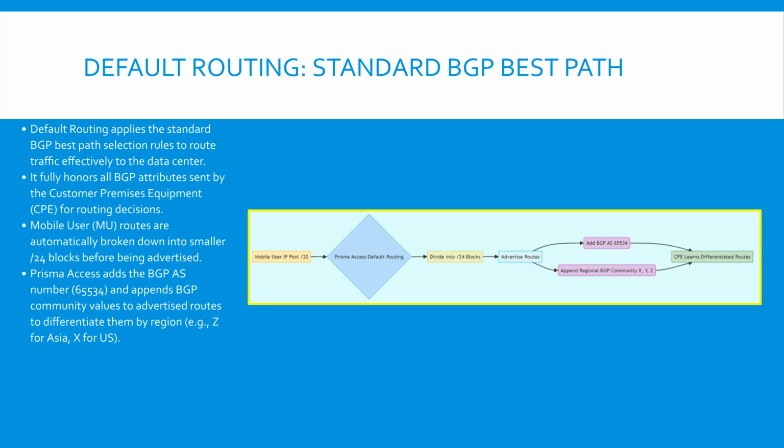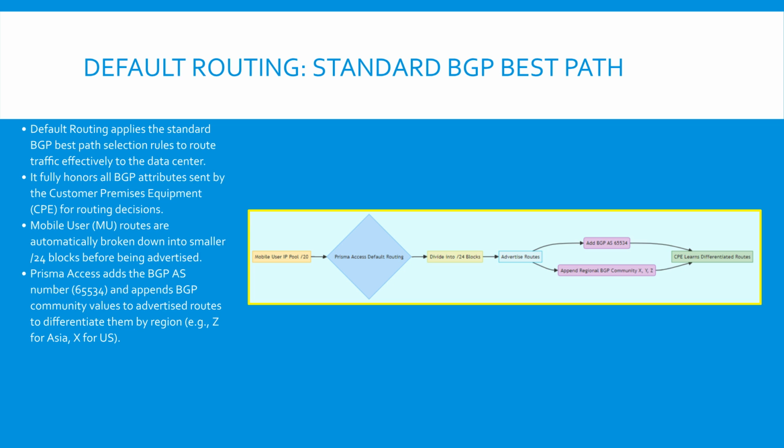When you select this mode, Prisma Access will use standard BGP path selection and will completely respect all the BGP attributes sent by your network device, the CPE. This means if your CPE favors a certain route based on its attributes, Prisma Access will honor that preference.